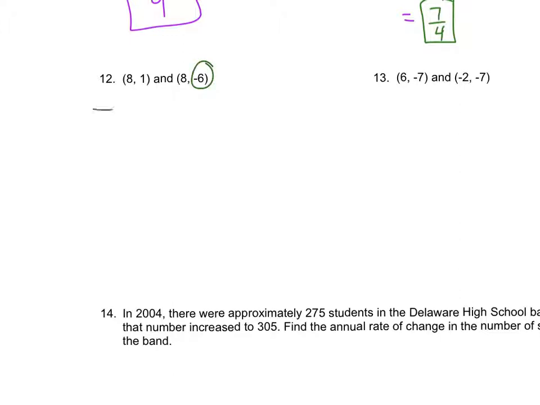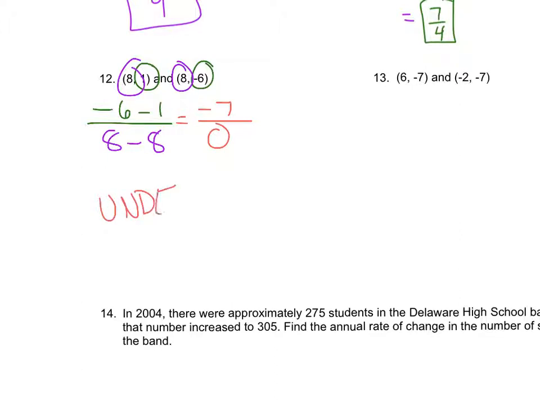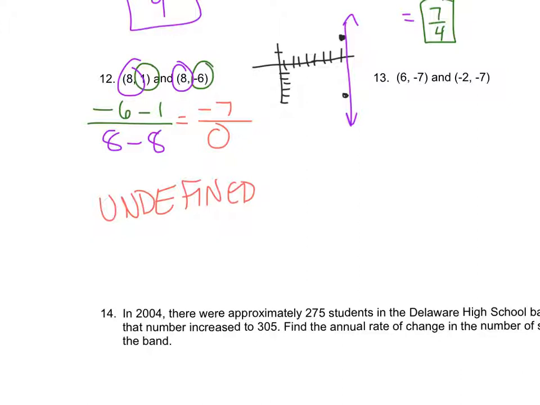Okay, y2 minus y1 over x2 minus x1. Hopefully you recognize what's going on here now. -7 over 0. When 0 is in the denominator, it's undefined. Think of it in terms of, if I showed you the visual of these 2 points, (8, 1) and (8, -6), you have a vertical line, and a vertical line has an undefined slope. Or 0 in the denominator, undefined.